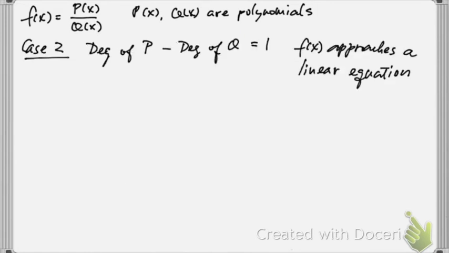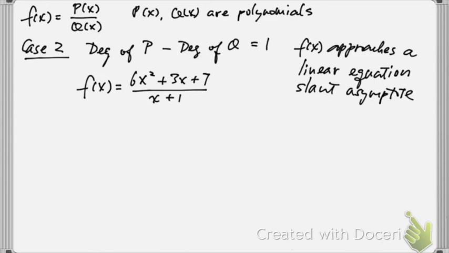And lastly, let's talk about case number 2, which we skipped. Case 2 is when the degree of P is exactly 1 degree higher than the degree of Q. Okay? And in this case, f of x would actually approach a linear equation, what we call a slant asymptote. And let's see how that works. And in this case, we have to be somewhat cautious, and I'll explain why.